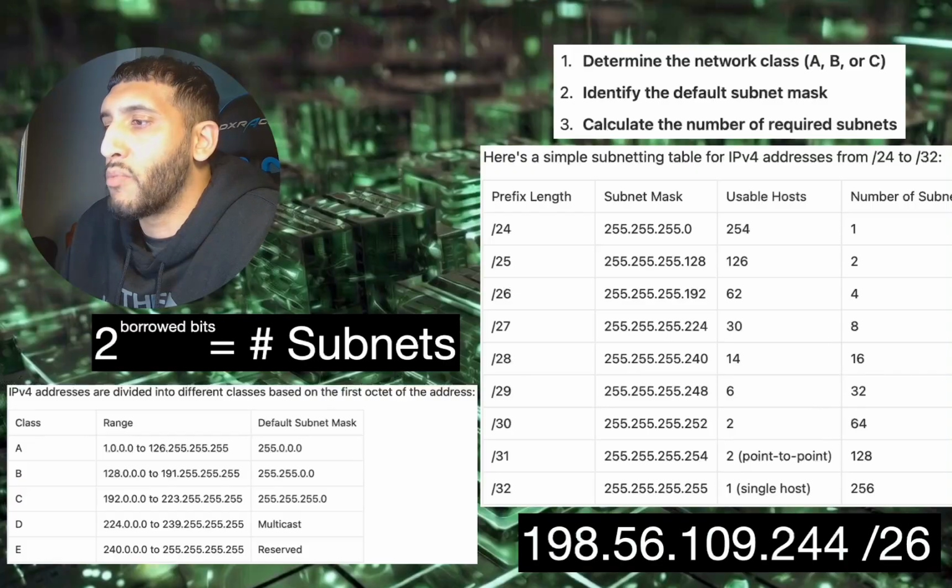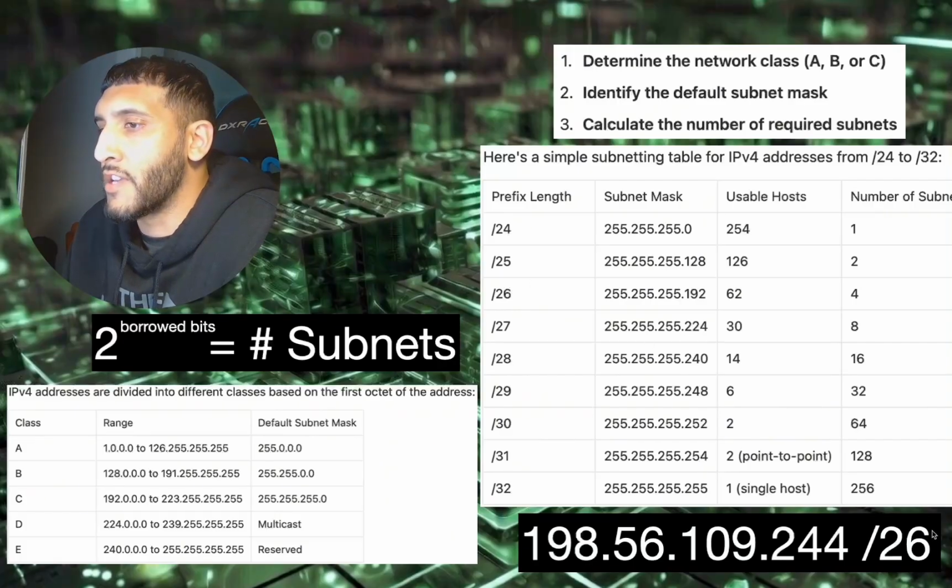198.56.102.109.244/26. And just a reminder, I'm not sure if I touched on this. This /26 is short form for this number right here. This /26 is being read as this full subnet mask. And that goes for a /27, it would be this one. A /28, it would be this one. This is a short form for this address.